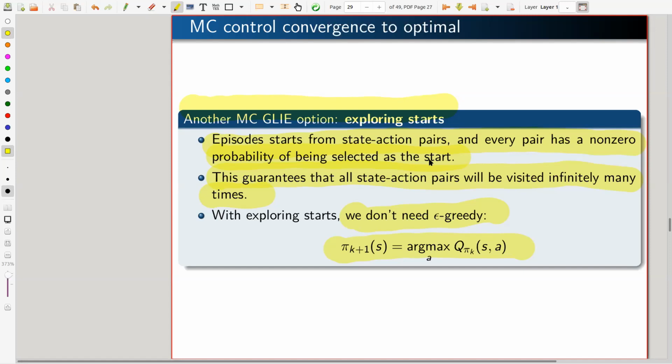Questions? Yeah, so just to clarify the exploring starts approach. So basically, it means we first explore all the different possibilities, and then we use a greedy approach after we spend some time exploring all the different states, right? Yes, yes. Okay.